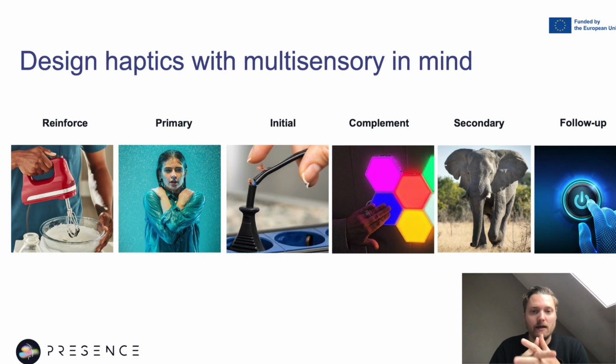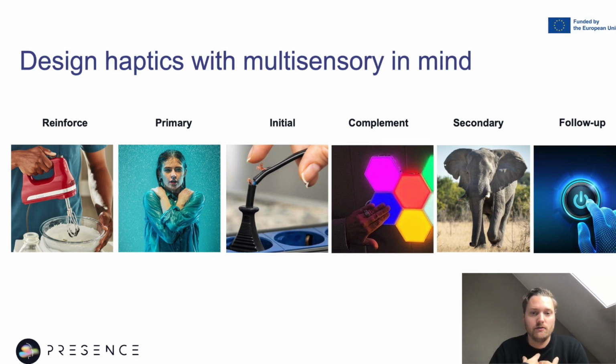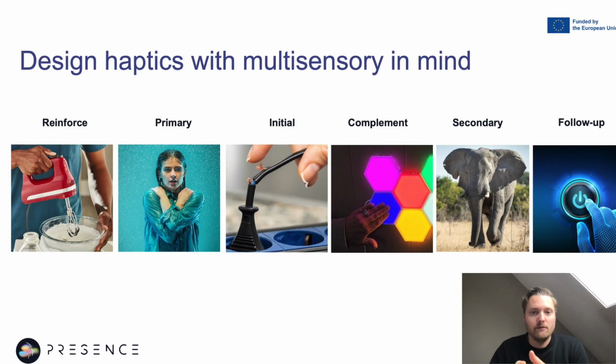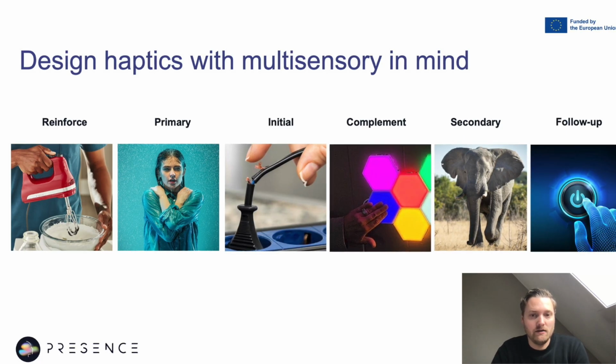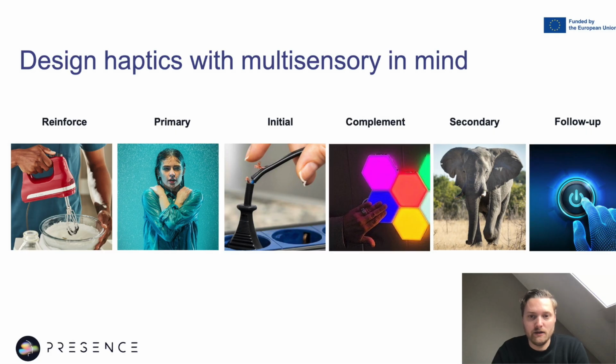Haptics can also be implemented as the primary sense. So you emphasize your experience based on the haptics. In a situation of rain, this could be interesting, where you feel the rain at first. Obviously you can see and hear the rain in the background. But the most primary part can be the raindrops dripping down on your body.